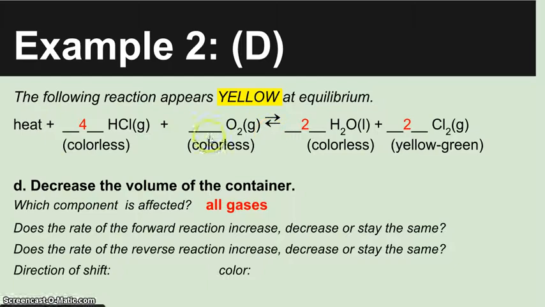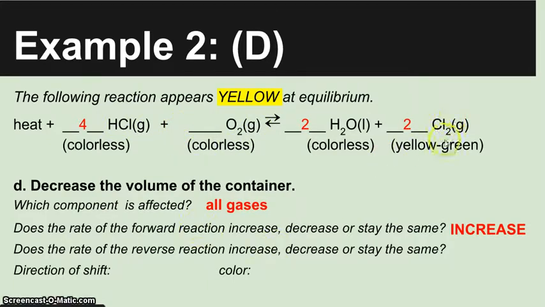Well, the forward reaction has gases. There are 5 of them. 5 gases, that's going to be a large increase in the rate because their concentrations are now going to increase quite a bit because they're a lot closer together. There's a lot more likelihood that they're going to hit each other.